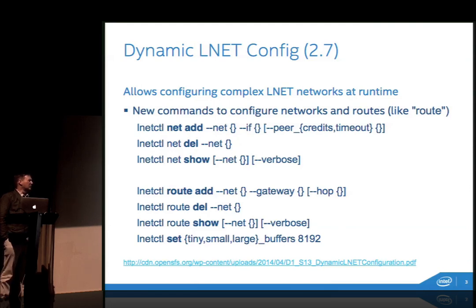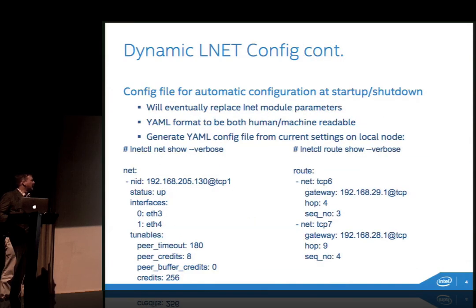You'll be able to tune things like peer credits on a per network interface basis, which you can't do right now. So that if you have different classes of networks, you can tune them more fine-grained than you can do today. I'll show you on the next page.